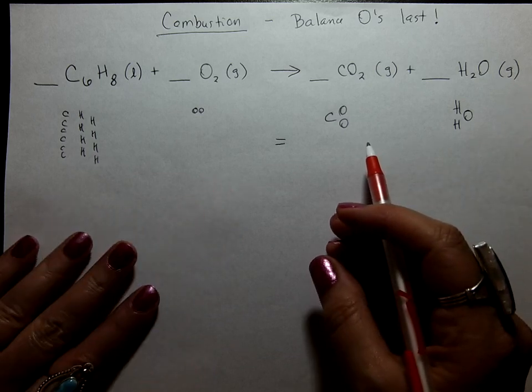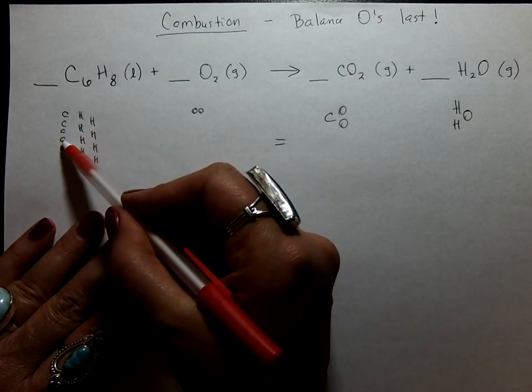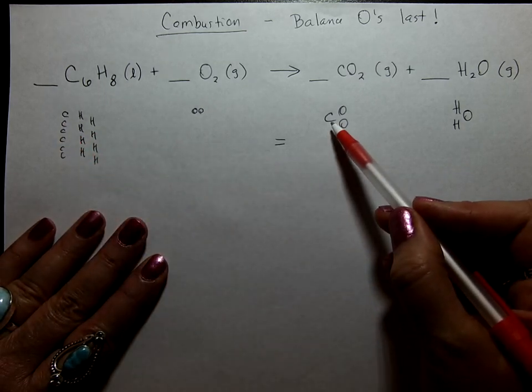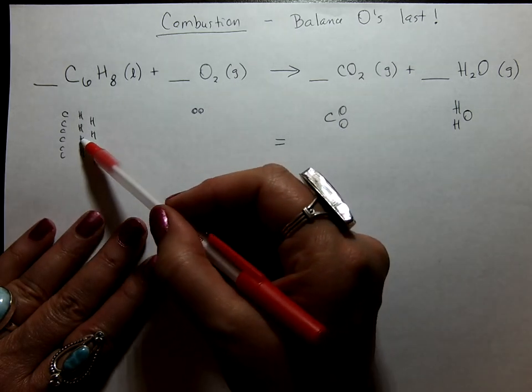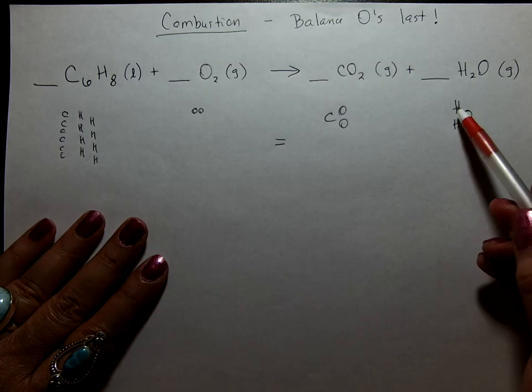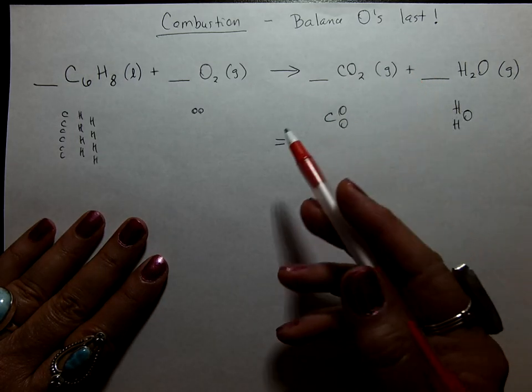Now we need to have the same number of atoms on both sides. I have 1, 2, 3, 4, 5, 6 carbons compared to only 1. So that's not balanced at all. And I have 1, 2, 3, 4, 5, 6, 7, 8 hydrogens compared to 2. So we're going to do the O's last. Let's start with the C's.